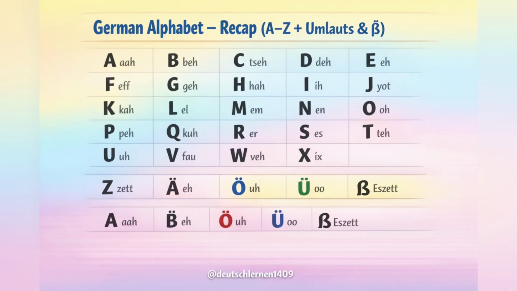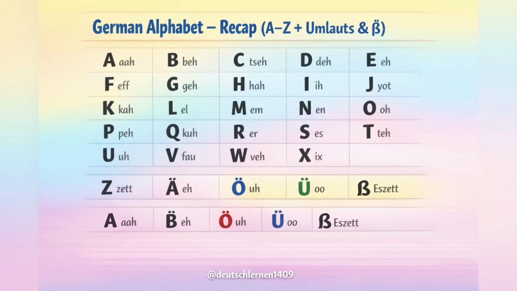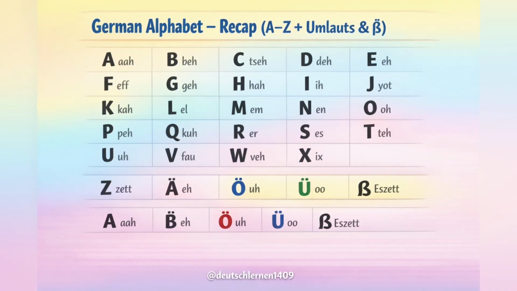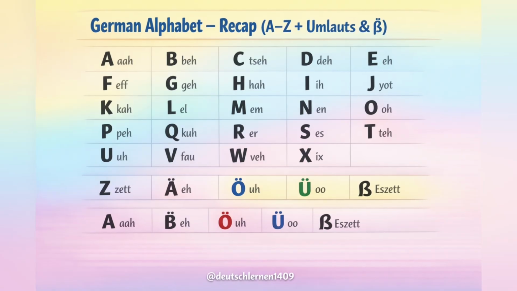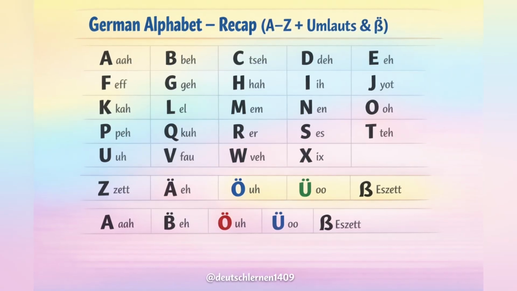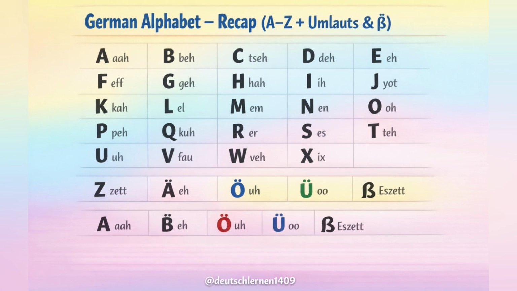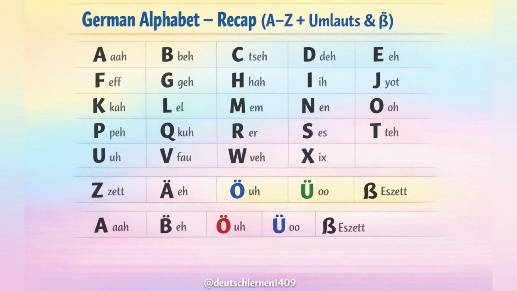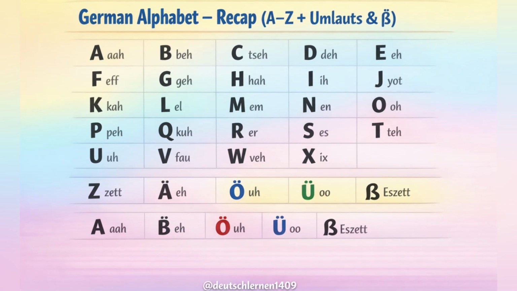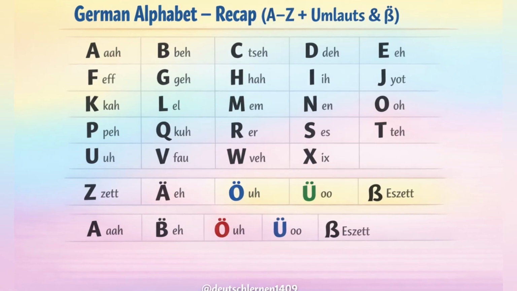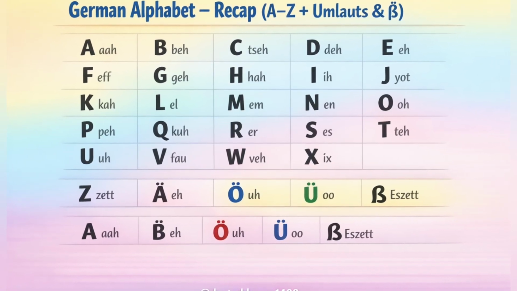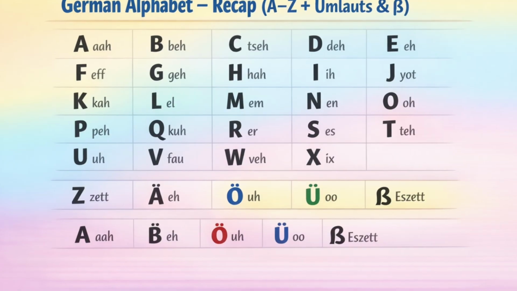If you remember just one thing from this lesson, remember this: the German alphabet is easy to learn, and with a little practice pronunciation will become natural. This alphabet is the foundation of German. Once this is clear, learning words, spelling, and speaking German becomes much easier. Great job for completing this lesson, and let's continue learning German together.